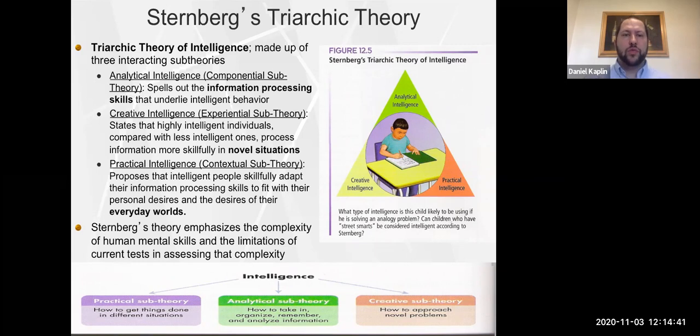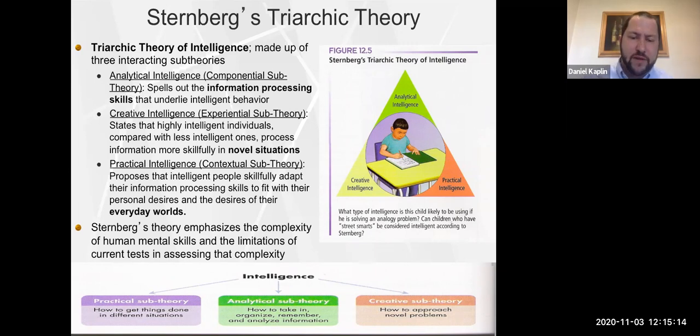There are 3 parts. The first is what we call analytical intelligence, which is related to abstract reasoning and information processing that we've talked about in the previous 2 lessons, right? So that's your very basic intelligence, so to speak, that most people understand. But he said there are 2 other elements of intelligence as well.